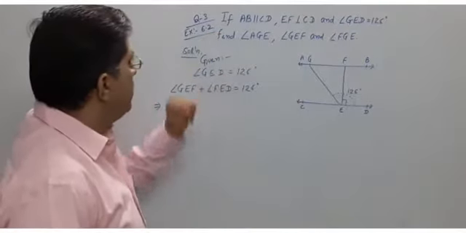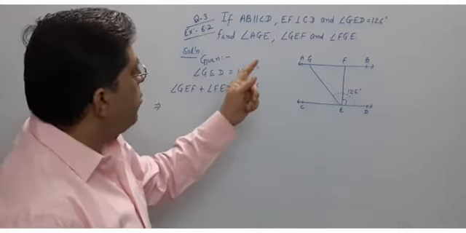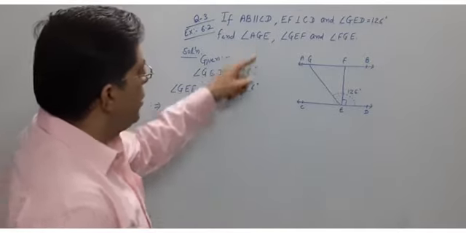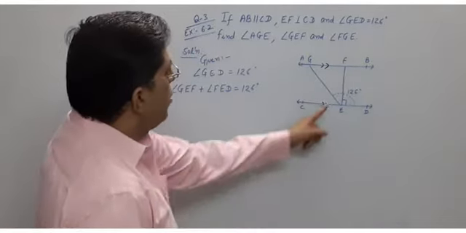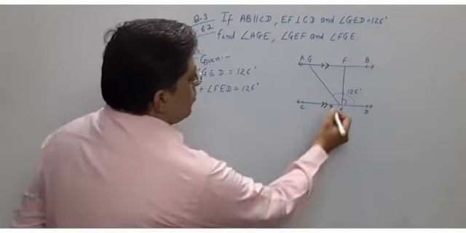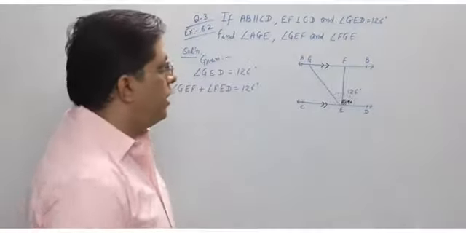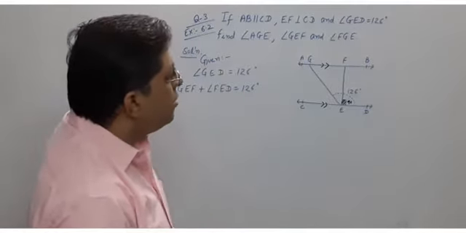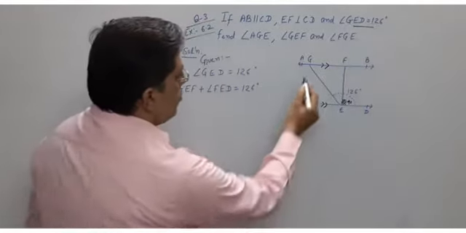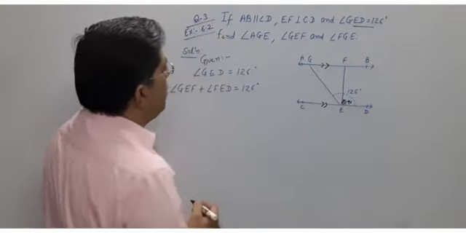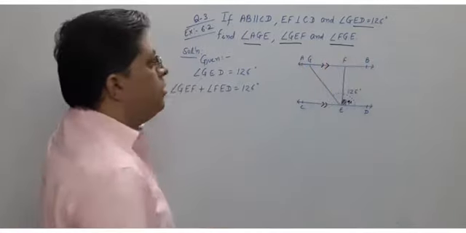Number 3, exercise 6.2. If AB is parallel to CD and EF is perpendicular to CD, this is your 90 degree. We have given perpendicular, this is 90 degree. Now, what is given? Angle GED is 126 degree. We have to find AGE, GEF and FGE.